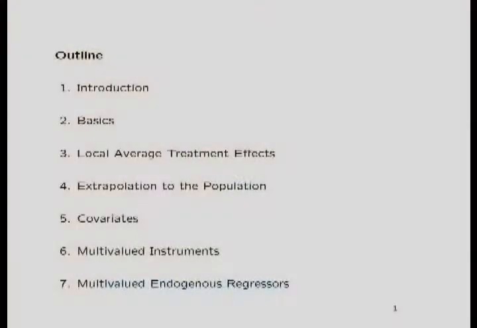So here's the outline. I'll give some introduction, talk a bit about the basics, and talk about local average treatment effects, where the key result is going to be that even if the key assumptions are satisfied, instrumental variables is very rarely going to give you the average effect for the whole population.